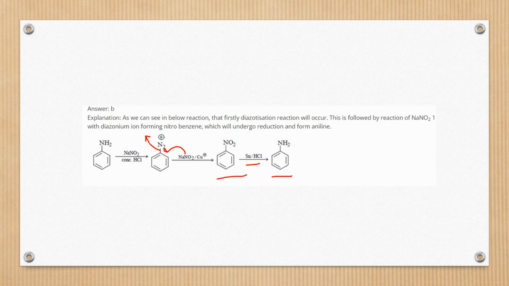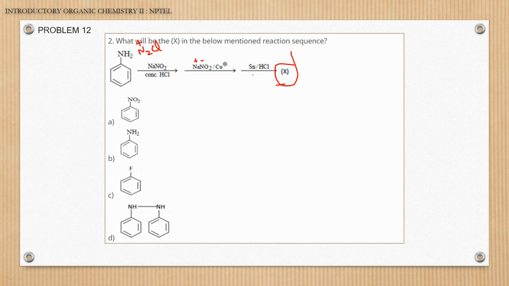So first of all, the diazonium salt is formed in the presence of sodium nitrite. Then the nitro group attacks this carbon, leaving out nitrogen as a neutral molecule. After the formation of the nitro compound, there is another step, the tin HCl reduction, to give you X. That is how you get the aniline from the nitro reduction. So which is the correct option here? Option B. So A is not the correct one. Again, the nitro is getting reduced to amine by tin HCl. Is it clear to everyone?